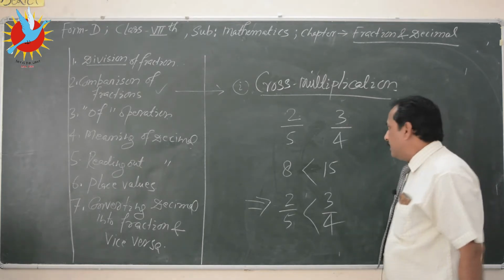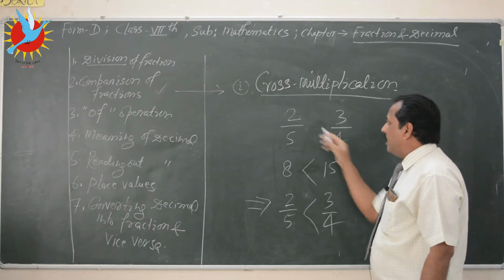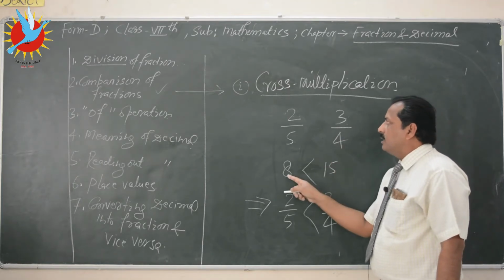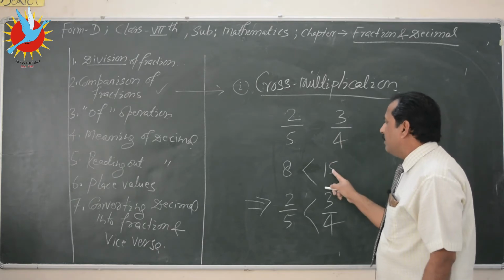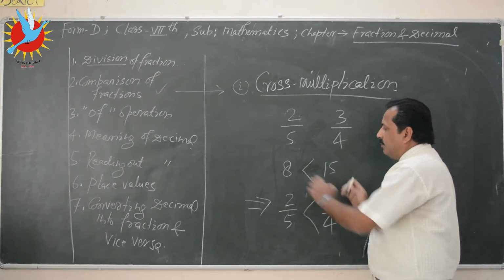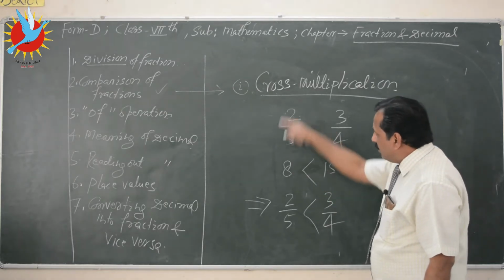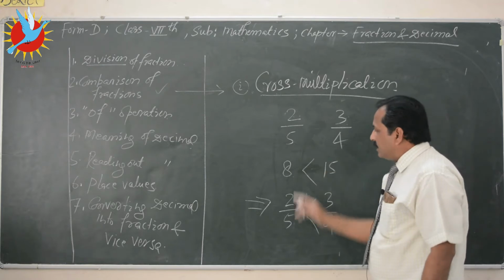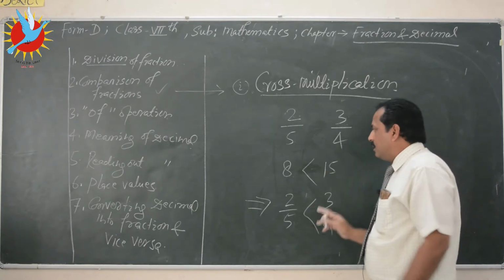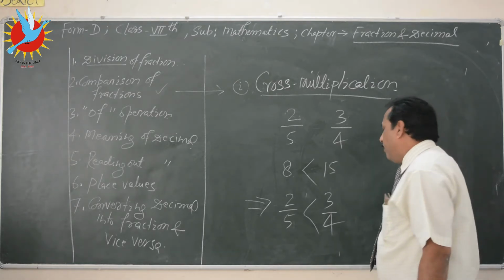So let me repeat it again. These two fractions are to be compared. Cross multiply. 4 times 2 is 8 right here, then 5 times 3 is 15 right here. Now compare 8 and 15. 8 is less than 15. 8 is in the place of the left hand side, so this left hand side fraction, 2 by 5, is less than this right hand side fraction, 3 by 4.